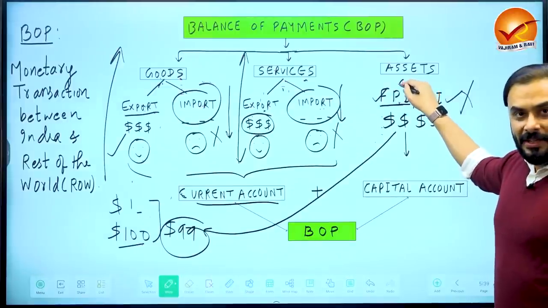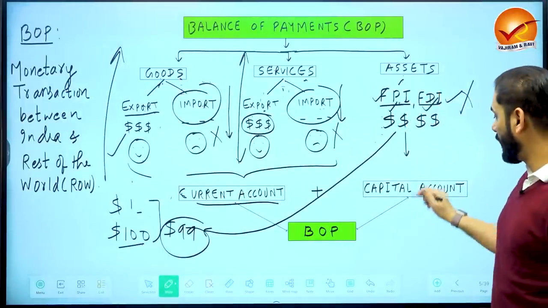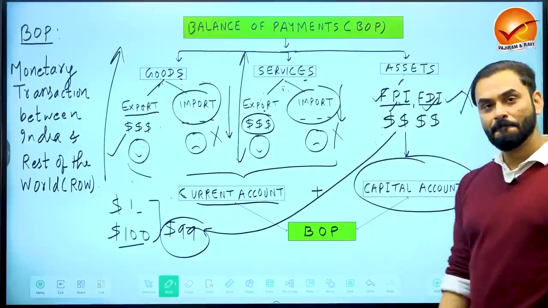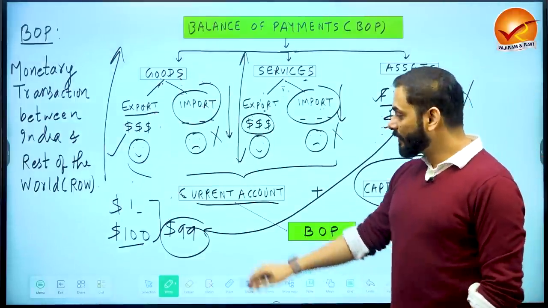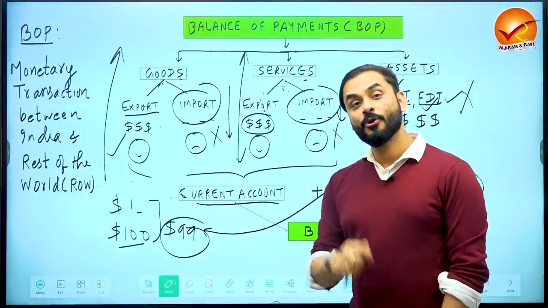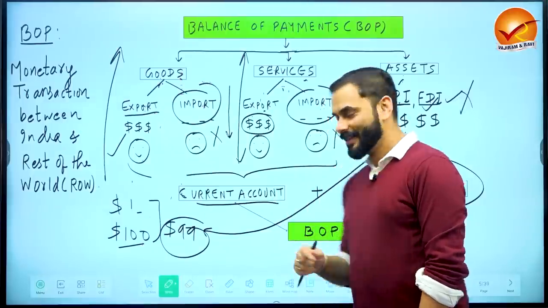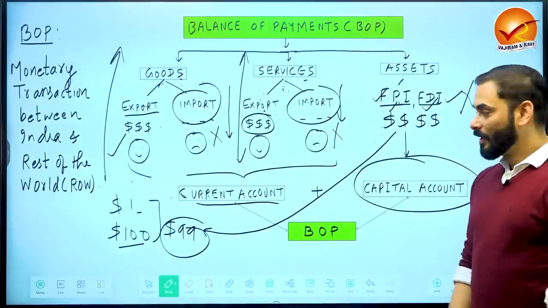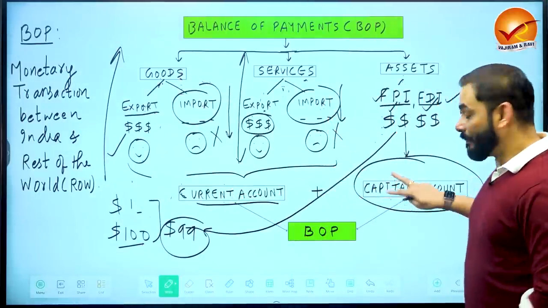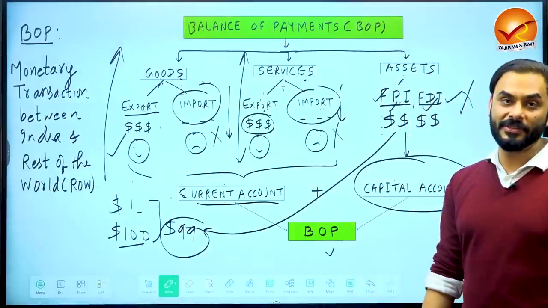This side, where assets are involved, like foreign portfolio investment and foreign direct investment, is called the capital account. And I told you that whenever there is a problem in the current account, the capital account helps to rescue or bail you out. So when you take current account and capital account together, it is called balance of payments.